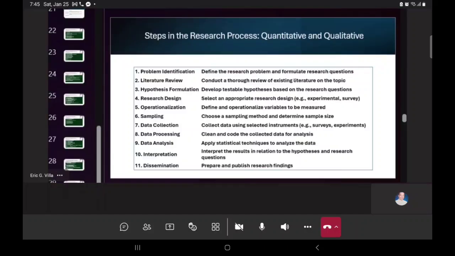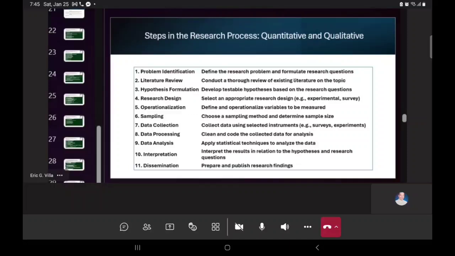And now we have here the steps in the research process, quantitative and qualitative. Quantitative research follows a structured, linear process that begins with problem identification and ends with the dissemination of findings. The first step involves defining the research problem and formulating clear, measurable research questions. This is followed by a comprehensive literature review to understand existing knowledge and identify gaps in the field.